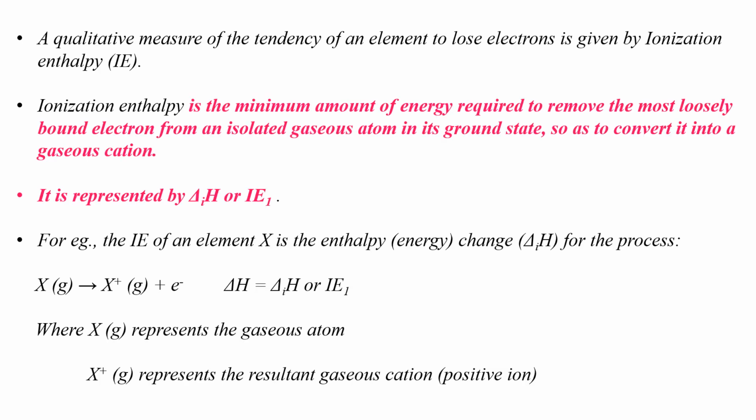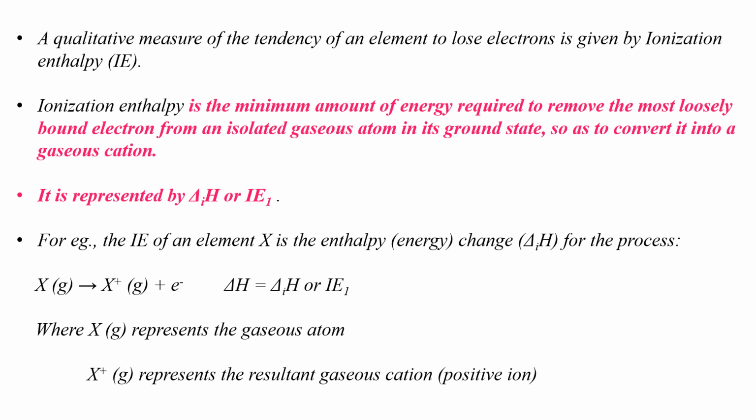Students, you must have learnt in chapter 2 that electrons jump to higher energy levels when you supply energy to an atom. Likewise, if sufficient energy is supplied, electrons may be removed, resulting in the formation of a positively charged ion or cation. A quantitative measure of the tendency of an element to lose electron is given by ionization enthalpy. In short, it is written as IE. Both I and E should be in capital letters. Ionization enthalpy is also known as ionization energy. Enthalpy is another word for energy.